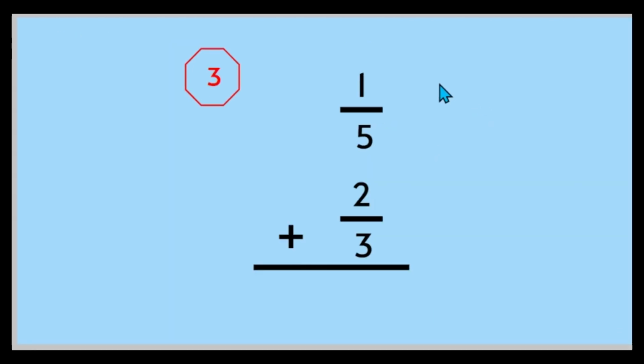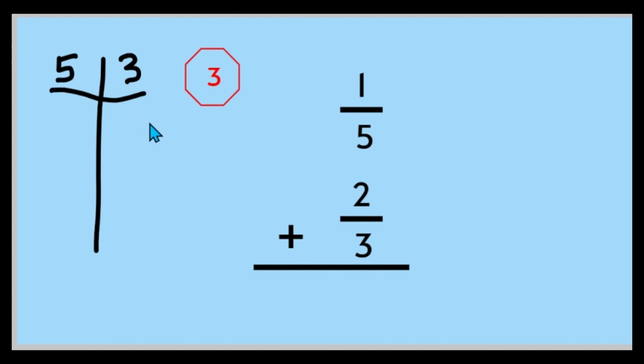Let's do number 3. 1 over 5 plus 2 over 3. My denominators do not match, so I will make a T-chart. There's a couple different ways to figure this out, but I like to use a T-chart. So I'll put my 5 over here, and I'll put my 3 over here. These are the denominators. So simple.